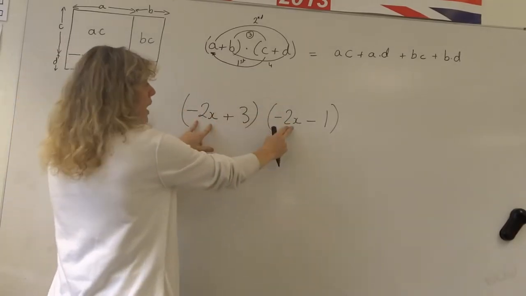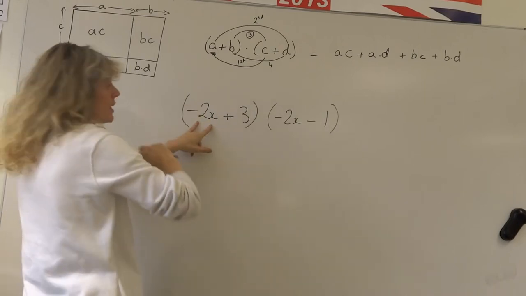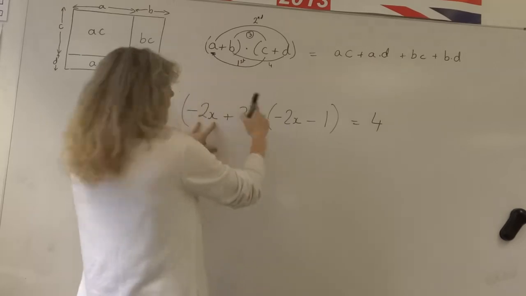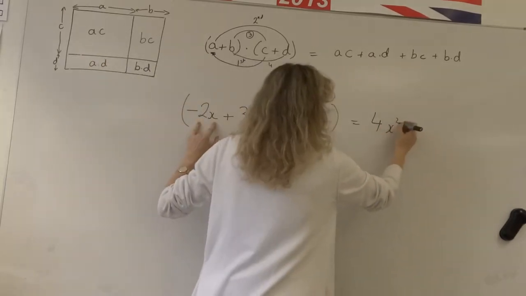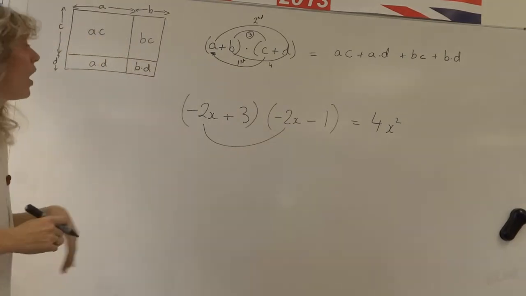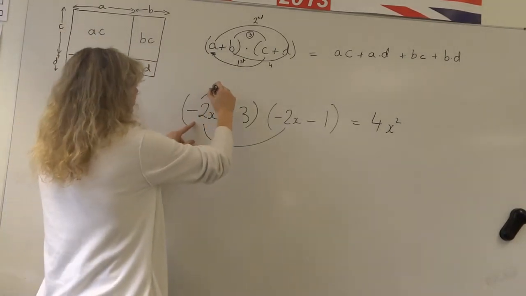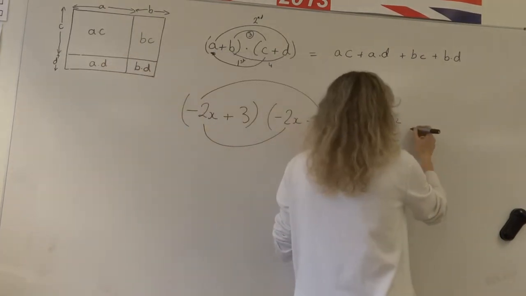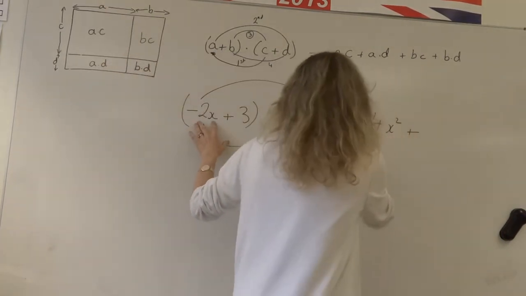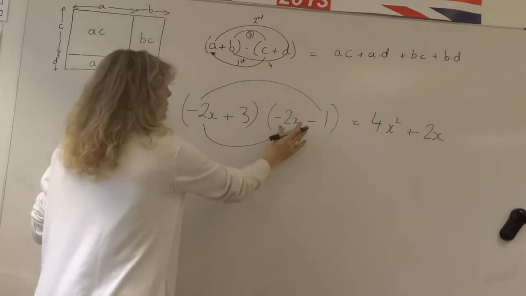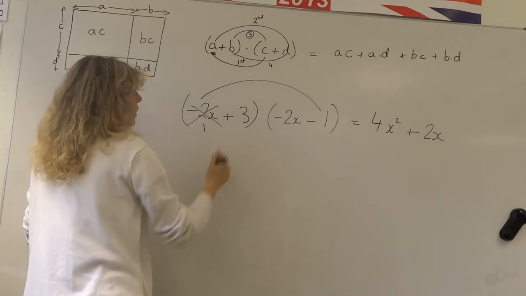Minus 2x times minus 2x, and minus times a minus is going to give us a plus. 2 times 2 is 4. X times x is x squared. So we're going to start with our first term and get 4x squared. Our outside term is going to give us minus 2x times minus 1. That's the two minuses. It's going to give us a plus as an answer. 2x times 1 is going to give us 2x. Inside 2, finish with that one now.